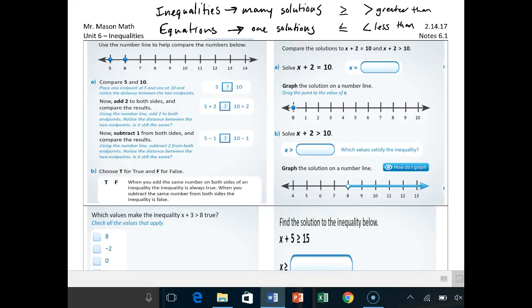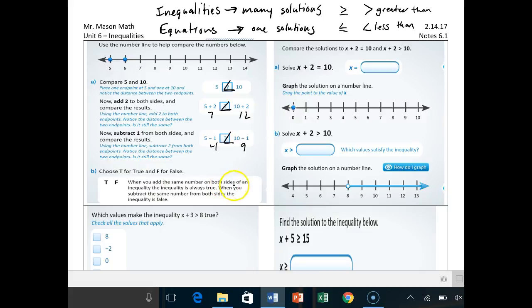So on your first question in BuzzMath, they just ask you to compare. So 5 is less than 10, right? 5 plus 2, which is 7, and 10 plus 2 is 12. Again, it's still less than. And then 5 minus 1, which is 4, and 10 minus 1, which is 9, it's still less than. So no matter what I do to those numbers, if I add the same number or subtract the same number, the inequality is not going to change.